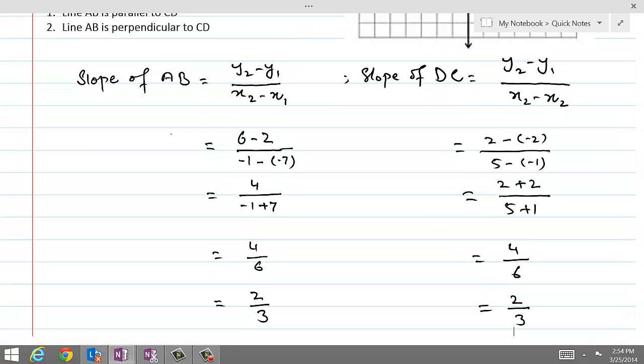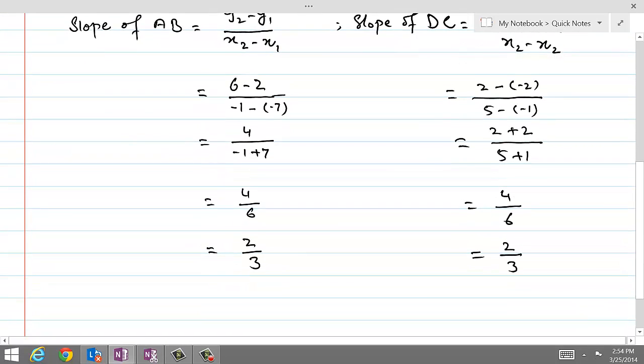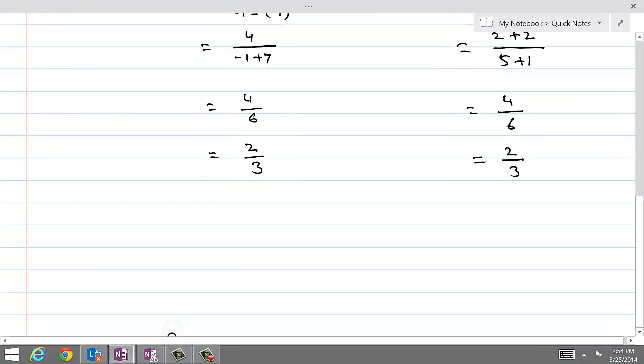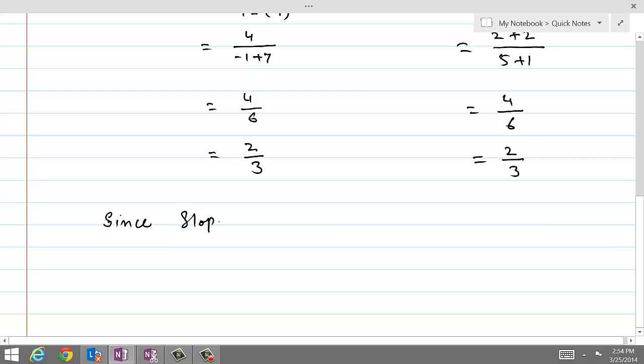So here this is the slope of AB and the slope of DC. They are both equal. Since the slope of AB is equal to the slope of DC, this means that side AB is parallel to DC.